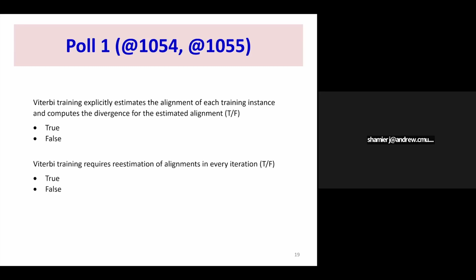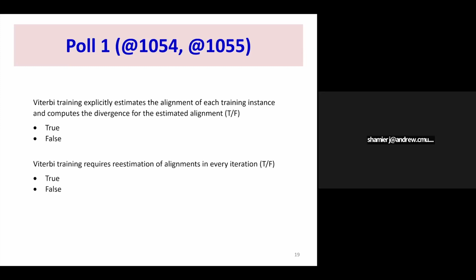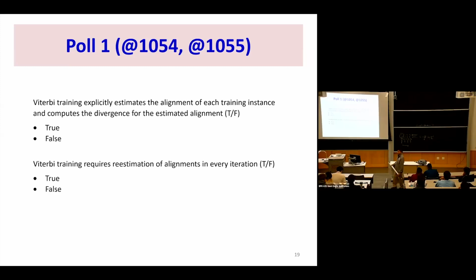What's the answer to the first one? I think it's true. It explicitly estimates the alignment of each training instance and computes the divergence of the estimated alignment. True or false? True. True, yes. I'm asking the rest of the people in class. True or false? True, right. Second. Okay, what is the answer to the second one?